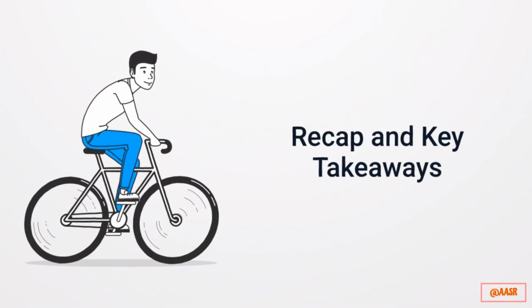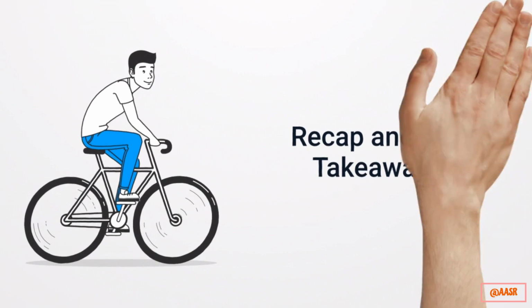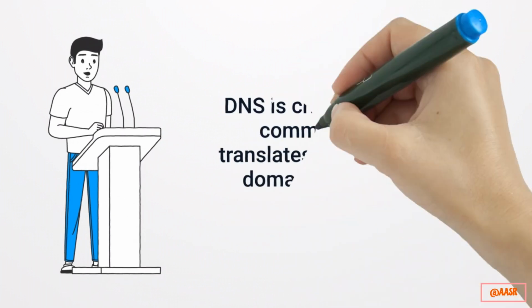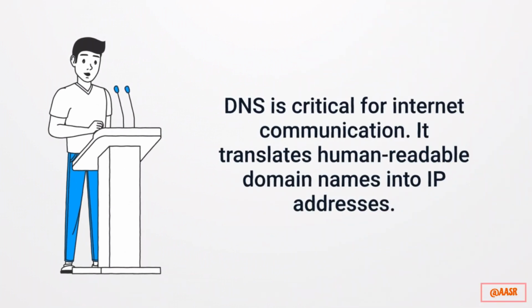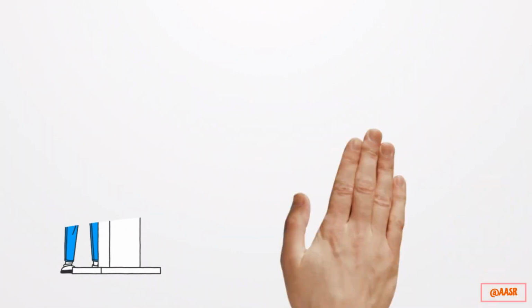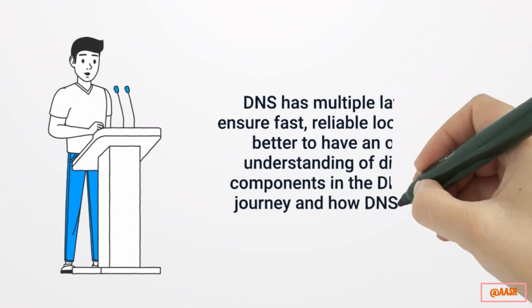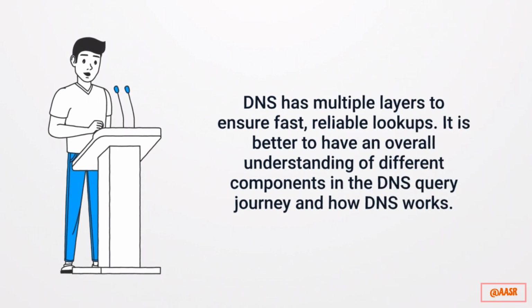Let's recap. DNS is critical for internet communication. It translates human-readable domain names into IP addresses so that the websites can load the contents on the client devices. DNS has multiple layers to ensure fast, reliable lookups. It is better to have an overall understanding of different components in the DNS query journey and how DNS works.